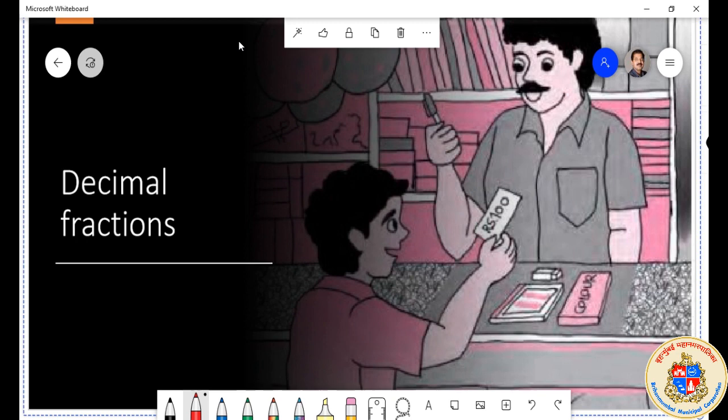The picture on the screen is telling you about some transaction happening between the boy and the shopkeeper. Most probably he is there to buy some pen or pencil. And decimal numbers are very common in our day-to-day life, especially when you go to buy something in the shop. Let us try to understand more about decimal fractions.